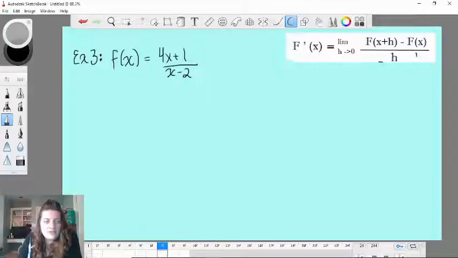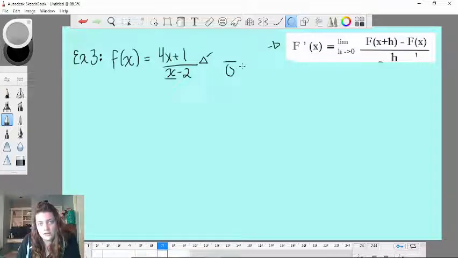So now we're going to do our last example for today. For example 3, f of x equals 4x plus 1 over x minus 2, using the same formula that we've been using. An important thing to realize whenever you have an x on the bottom, you can never have 0 on the denominator. That does not exist. It's undefined.